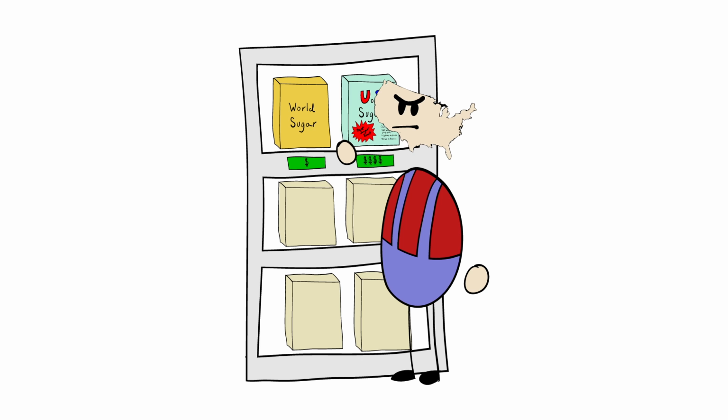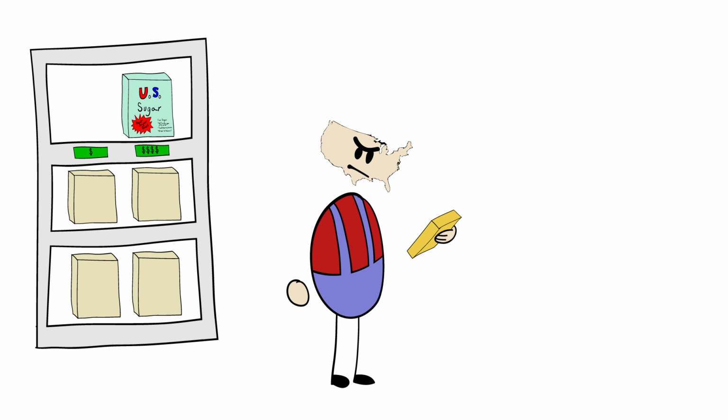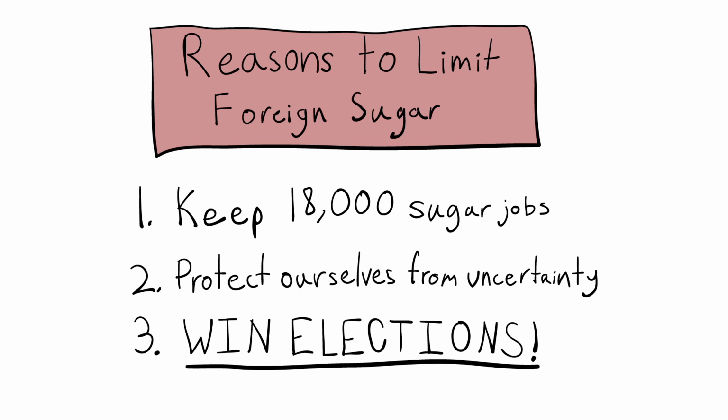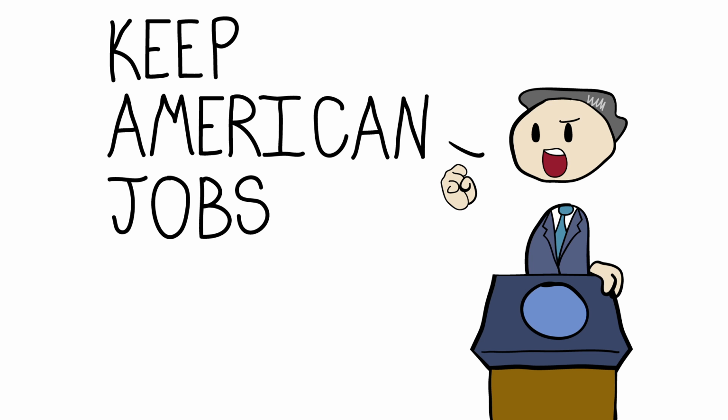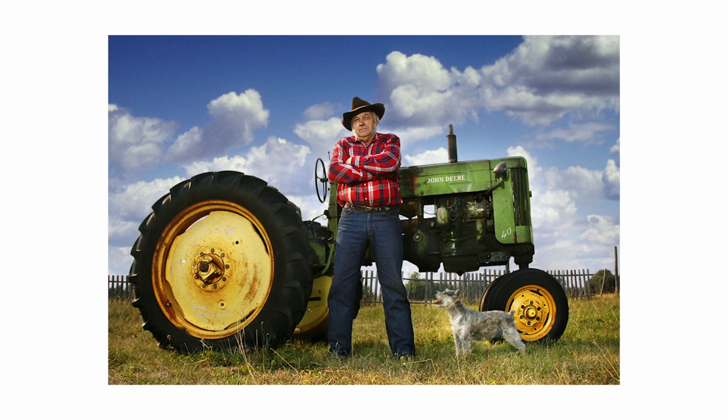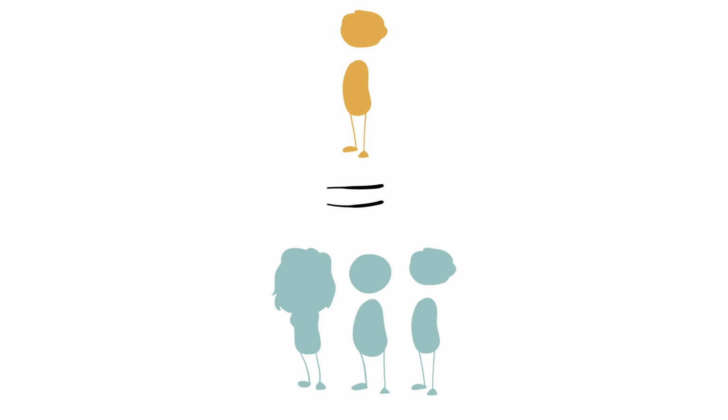But that does not stop the US government from limiting the amount of cheap foreign sugar in the name of bad reasons. The most common of these is undoubtedly keep American jobs. But I wouldn't recommend betting on sugar as the savior of the American economy. For every sugar job we've kept due to these policies, we've lost 3 food manufacturing jobs. 3 for 1. Does that sound like a fair deal?